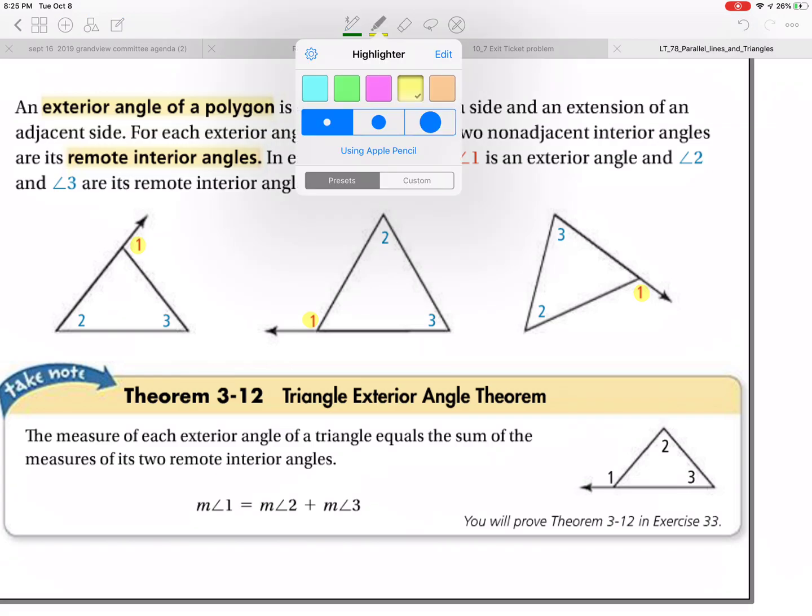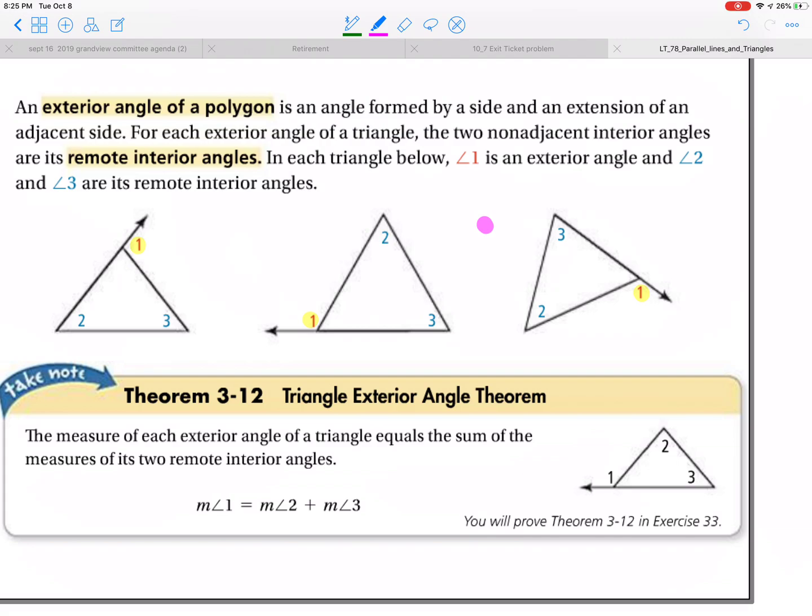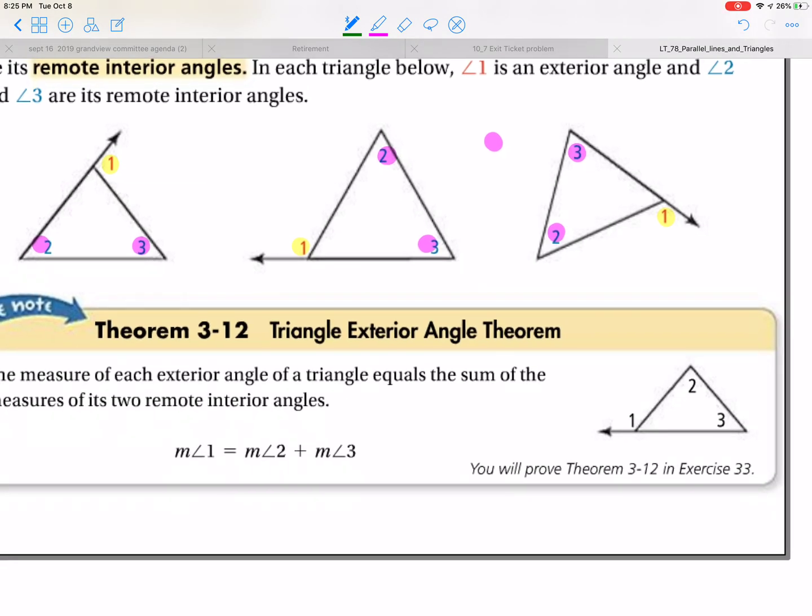And then angles 2 and 3 are your remote interior angles. They are the inside triangle angles that are not supplementary to that angle. We have the triangle exterior angle theorem. Pause the movie, add that to your handbook, please, and then press play when you are finished. All right, the triangle exterior angle theorem says when you extend one of the sides of a triangle, the angle you get out here is equal to the sum of these two angles.